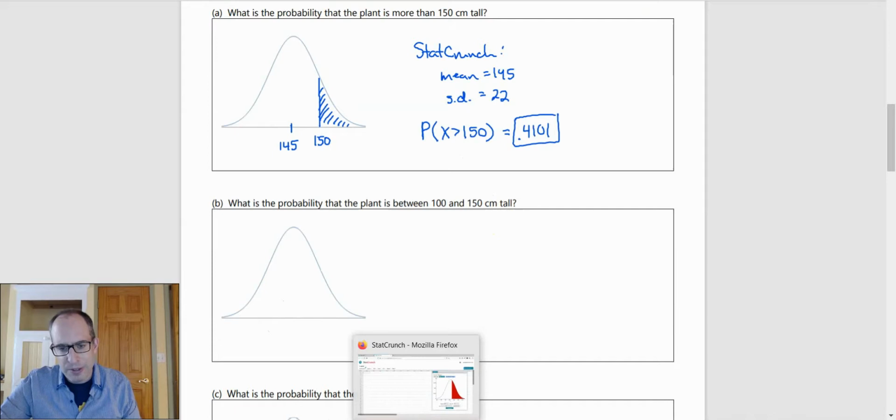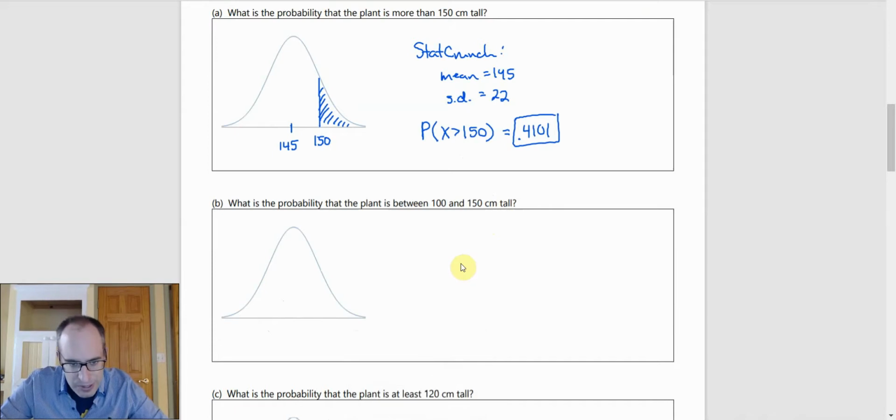Next, between 100 and 150. Let's see, I guess we can sketch this one out. 145 is there, 150 is where it was last time, and then 100 is way back here.